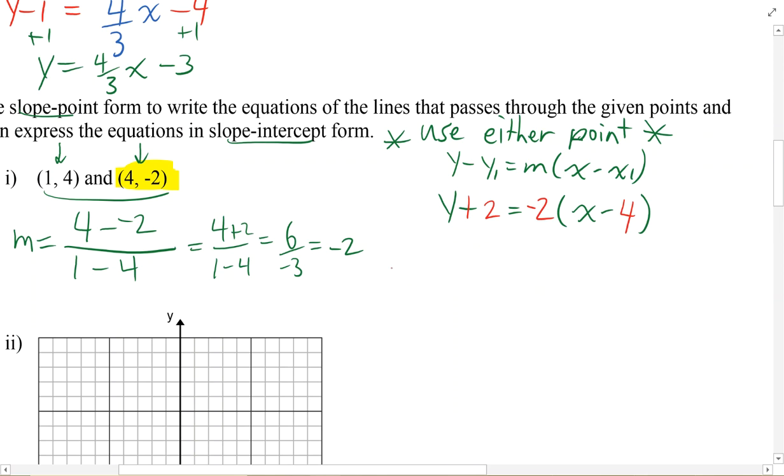Okay, there you go. Did you change this to a +2? That's the trickiest thing right there. Okay, so now we can multiply. So y plus 2 equals -2x plus 4. Y equals what? -2x. Oh, we multiplied in. Sorry, +8. Thank you. +8.